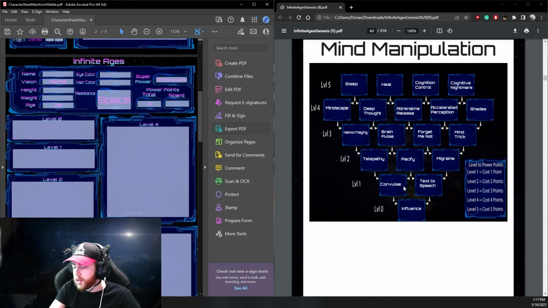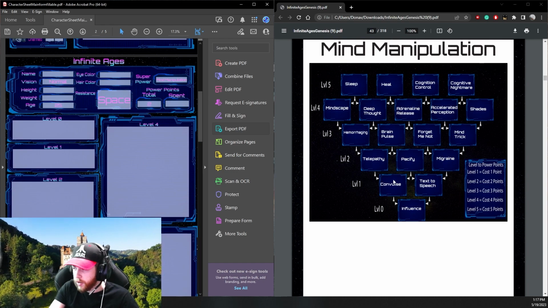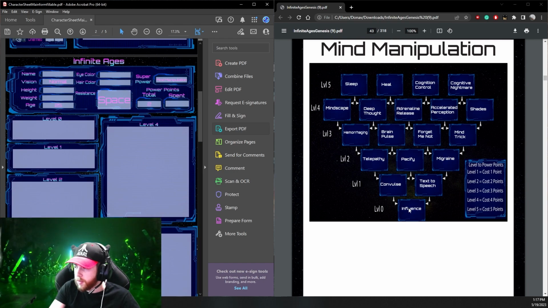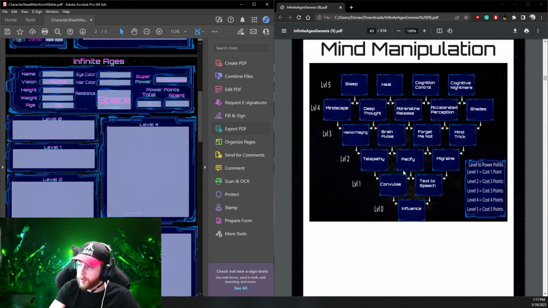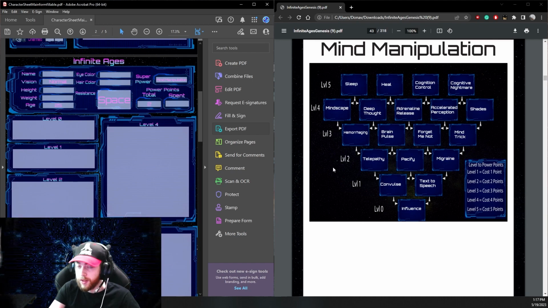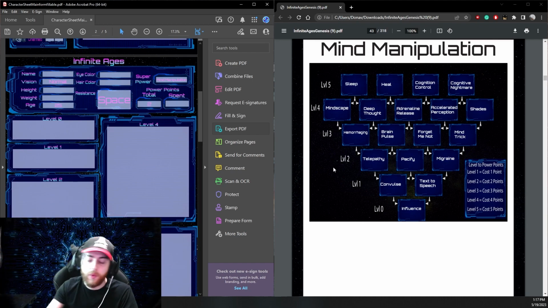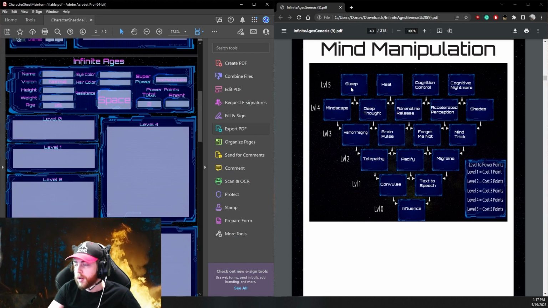To unlock these skills, you have to at least have a connecting rocket ship, essentially. So if you have influence, you can get convulse, or you can get text-to-speech. If you have convulse, you can get pacify or telepathy, but you can't get migraine. If you have text-to-speech, you can't get telepathy. Pretty straightforward, pretty simple. As long as you can connect your bits, then you're usually pretty good.